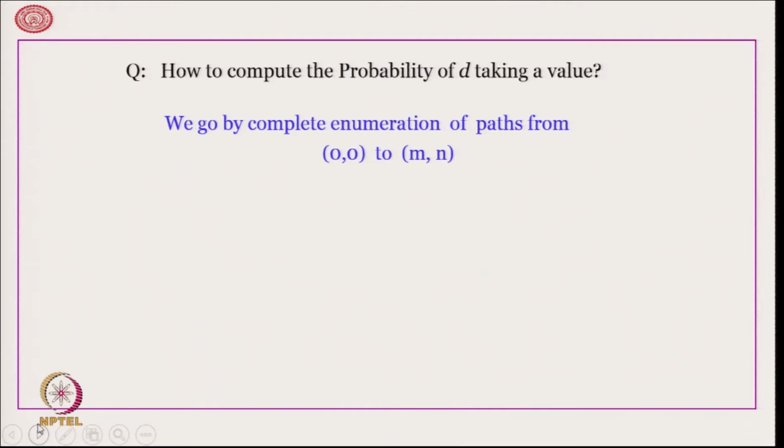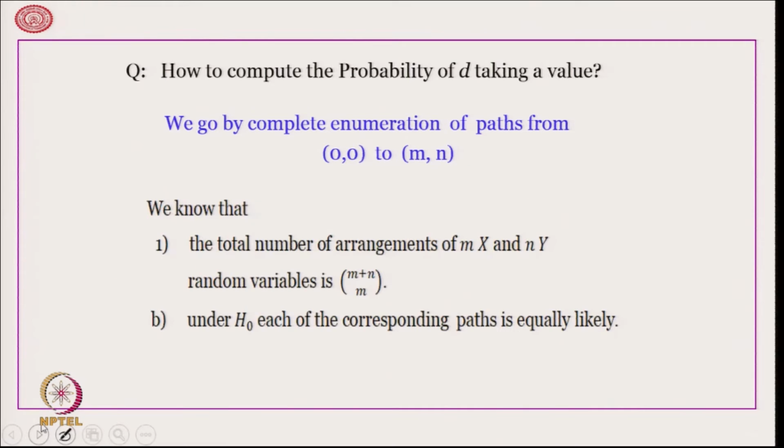Here comes the path-based interpretation, which is very handy, and in fact, we shall compute the probability through complete enumeration of paths from (0, 0) to (m, n). We know that the total number of arrangements of m x's and n y's is equal to (m+n) C m. Now, under H0, each of the corresponding paths is equally likely.